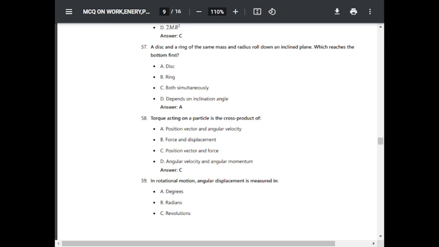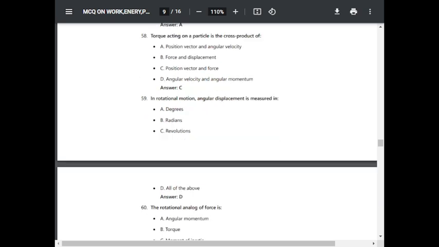Question number 59. In rotational motion, the angular displacement is measured in: option A degree, option B radian, option C revolution, option D all the above. The correct answer is D, all the above. In rotational motion, the angular displacement is measured in degree, radian and revolution. Hence option D is correct, that all are correct. Question number 60.